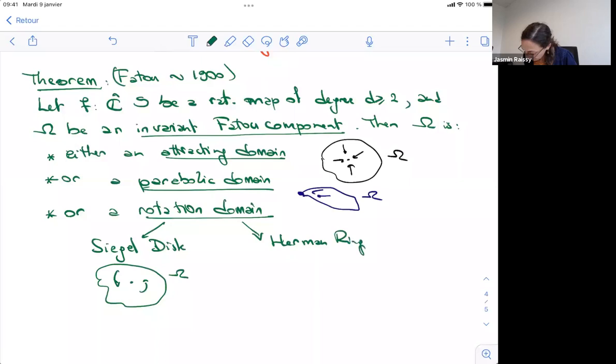So in this case, I have something which is going to be holomorphically equivalent to an annulus. And again, on this annulus, there is no fixed point anymore, and I have a rotation inside. Okay, and just to make a small remark, this case cannot happen for polynomials.